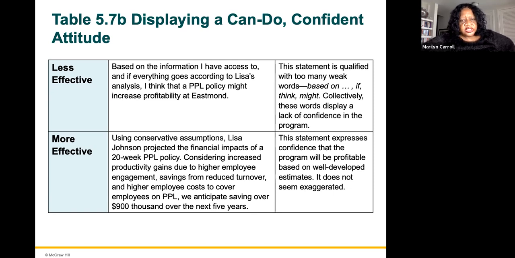Moreover, using conservative assumptions, Lisa Johnson projected the financial impacts of the 20-week PPL policy. Considering increased productivity gains due to higher employee engagement, savings from reduced turnover, and higher employee costs to cover employees on PPL, we anticipate saving over $900,000 over the next 5 years. Now, what are your thoughts? Well, this statement expresses confidence that the program will be profitable based on well-developed estimates. It does not seem exaggerated.